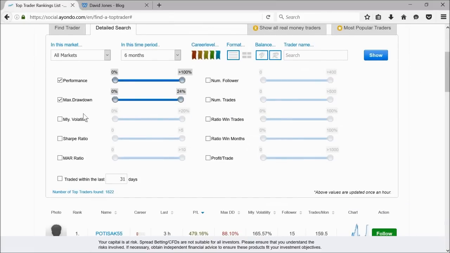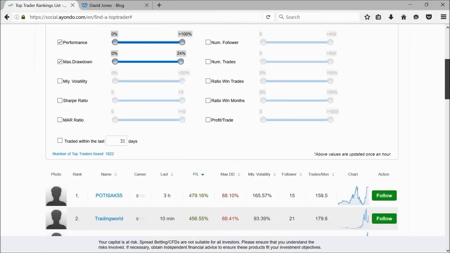Monthly volatility, we can choose a low number. Then we have the Sharpe ratio and the MAR ratio, industry standard ratios. You can choose by number of followers. I'm not that bothered about following the same person that lots of other people are following. I want to follow somebody who's making money. I'm not too bothered if they're popular. The number of trades, again, I'm not too bothered. If someone trades 3 times a month and makes a profit, that's great. If someone trades 3 times an hour and makes a profit, that's good as well. And the profit per trade you can choose.